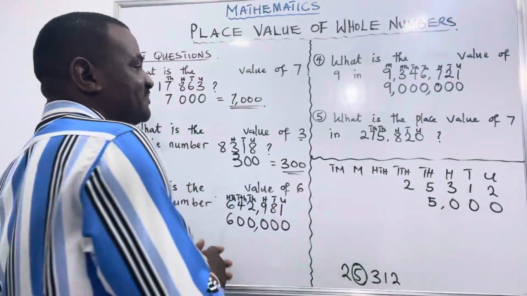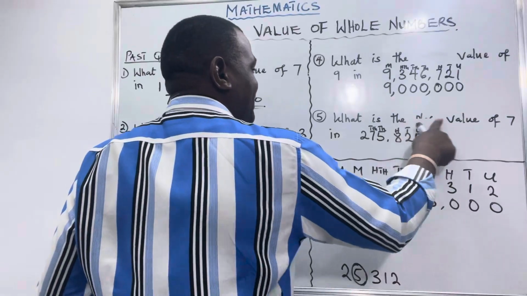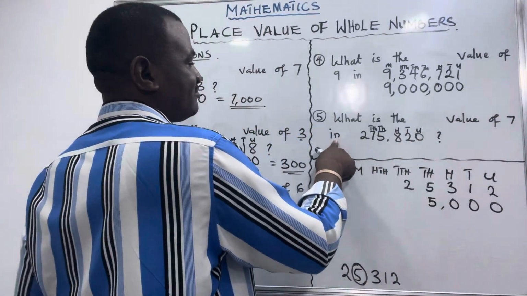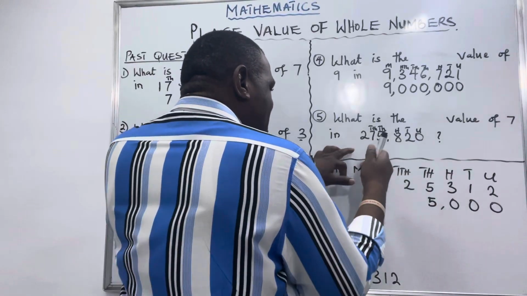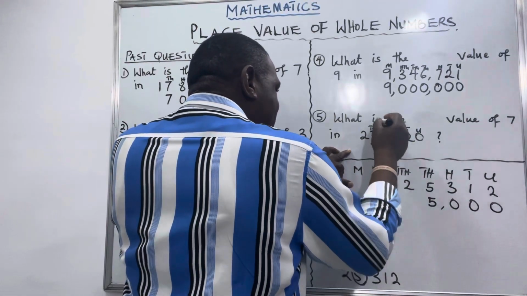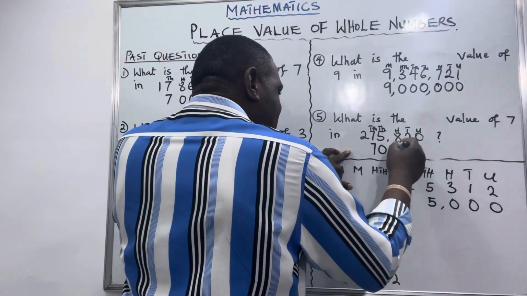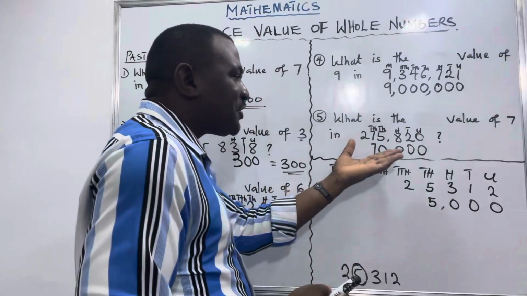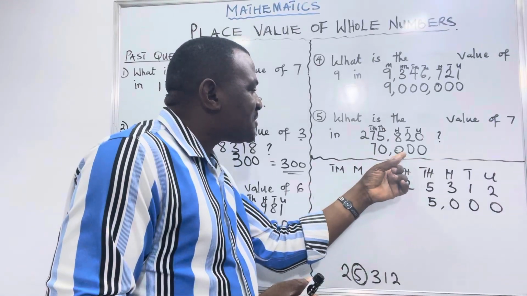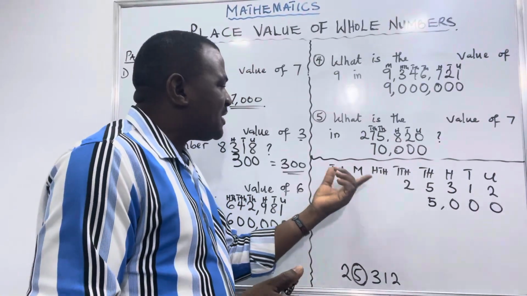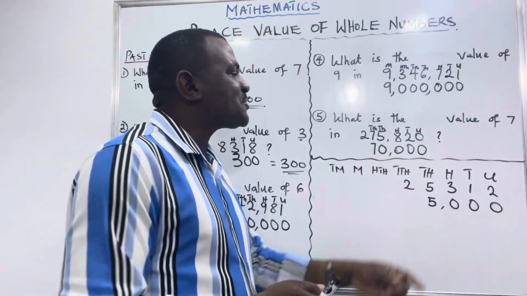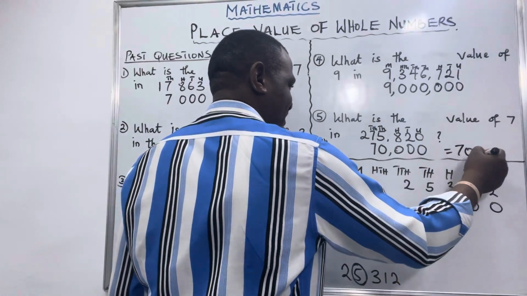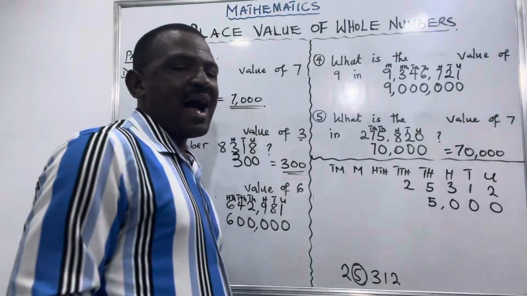And lastly, what is the value of 7 in this number? Just look for 7. This is 7. Repeat 7. Every other number, replace with 0, 0, 0, 0, 1, 2, 3. Actually, look for the option that has 7, 0, 0, 0, 0. You don't even need to know how to pronounce the number. So this is 70,000. So the value of 7 in this whole number is 70,000.